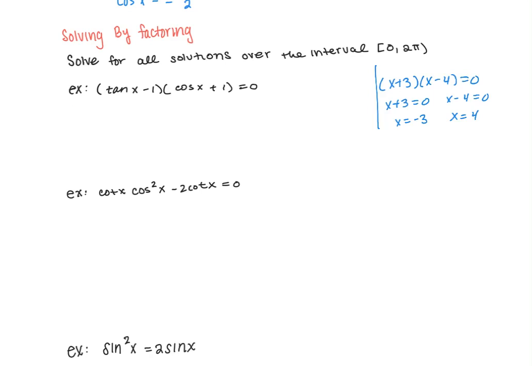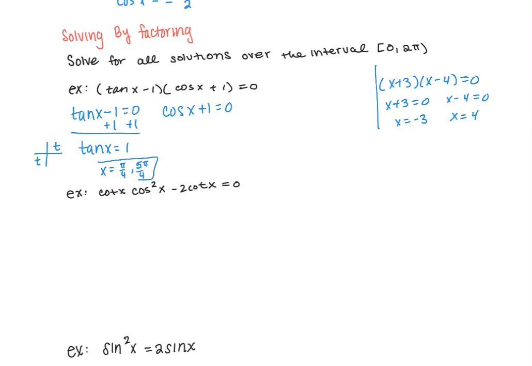So it's already factored, so I'm going to set tangent x minus 1 equals 0 and cosine x plus 1 equals 0. So I'm going to add 1 to both sides. Tangent x equals 1. And we already figured out that tangent equals 1 at all the pi over 4's. And this is going to be positive. So tangent is positive in the first quadrant and in the third quadrant, because you've got positive divided by positive and negative divided by a negative. So x could be pi over 4 or 5 pi over 4. There's 2 of my answers.